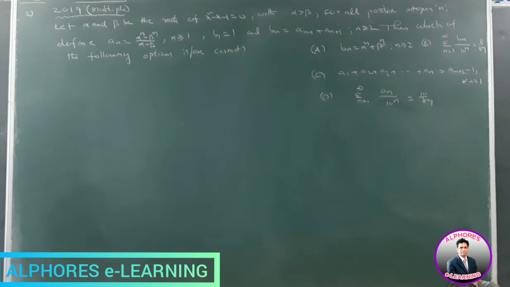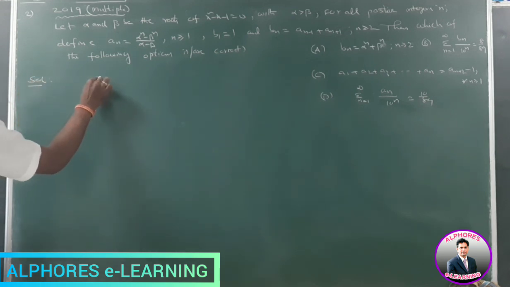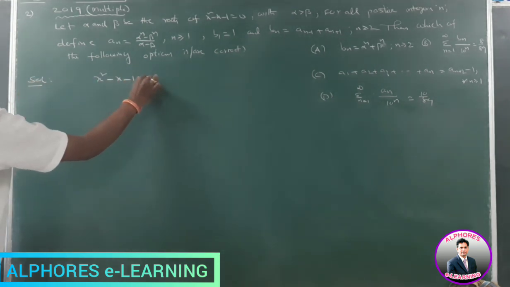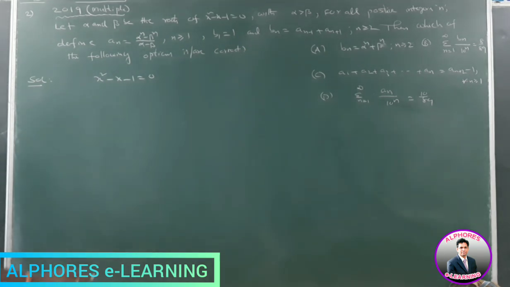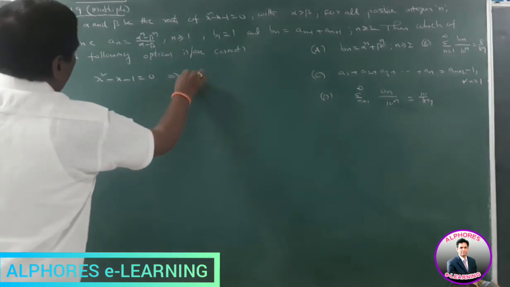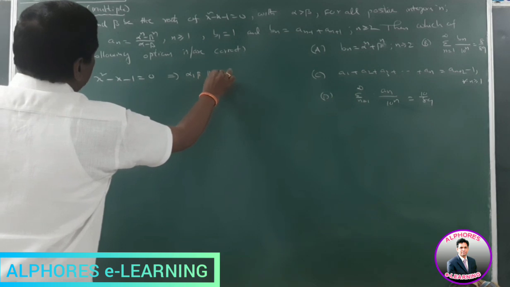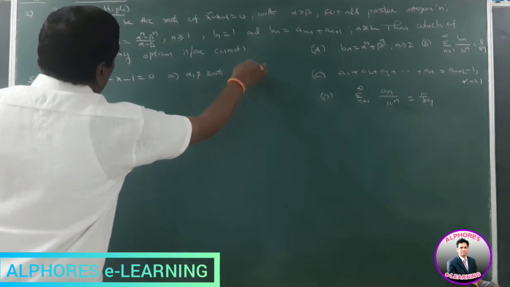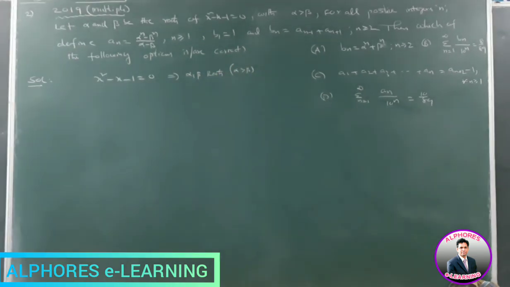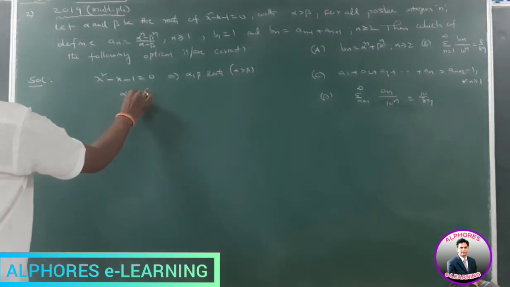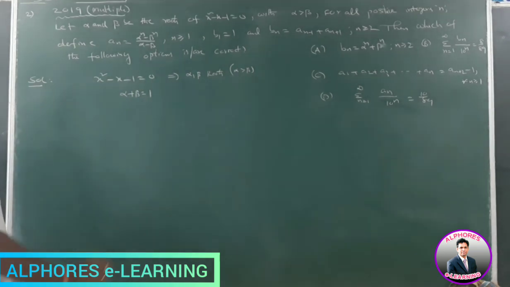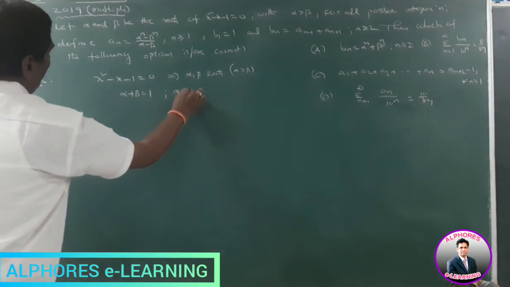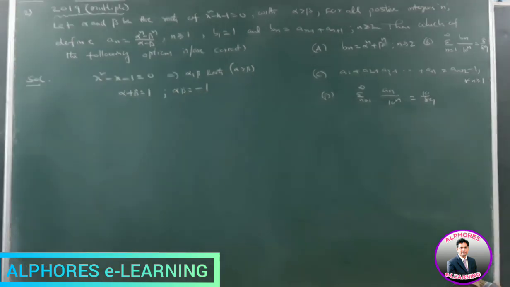So, first, the given quadratic expression is x square minus x minus 1 is equal to 0. In this case, the roots alpha, beta are two roots such that alpha is greater than beta. The sum of the roots, alpha plus beta, is equal to minus b by a, which means 1, and the product of the roots, alpha beta, is equal to c by a, which means minus 1.